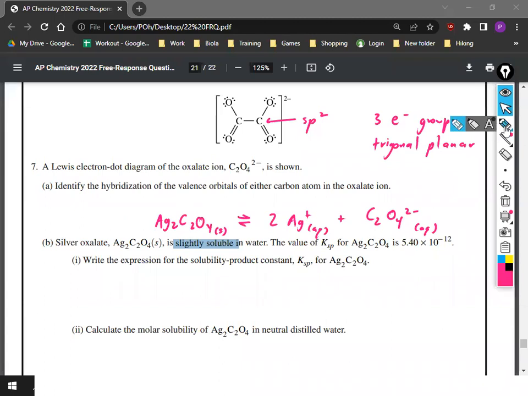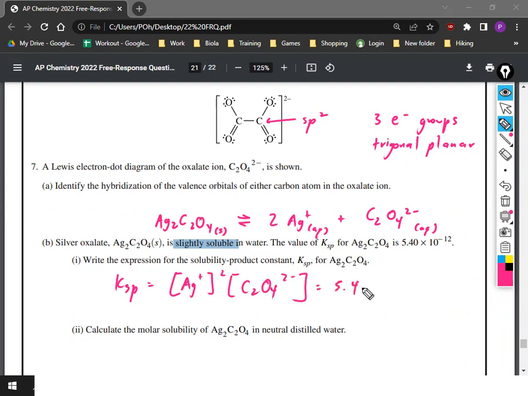Okay, so hopefully you guys remember that the KSP expression is going to be products divided by the reactants. So it's going to be the concentration of Ag plus, but since the coefficient is 2, you got to square it. And then you got the concentration of oxalate, but since the coefficient is 1, you could leave it. And we don't care about the pure substances, so we can ignore anything on the bottom. So that's it. And that's equal to 5.4 times 10 to the negative 12.